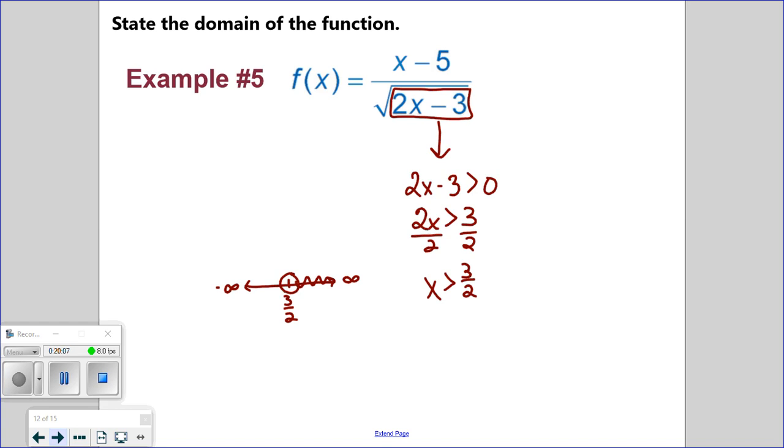Numbers bigger than 3/2 would go from 3/2 up to infinity. Open dot, because it is just greater than. And I don't care if you wrote it as 3/2 or 1.5, that's all the same thing. Any questions on that?